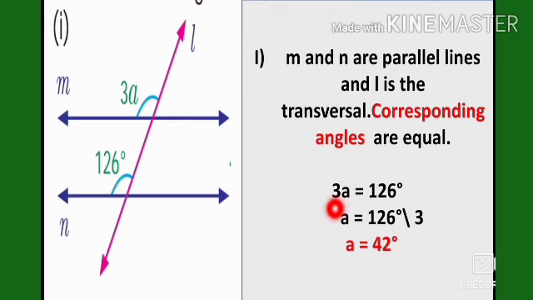So 3 is in the product with A. So when it crosses the equal to sign, it becomes 1 by 3 on the right hand side. So A is equal to 126 divided by 3. When we divide 126 by 3, we get 42. So the value of A is equal to 42 degrees.